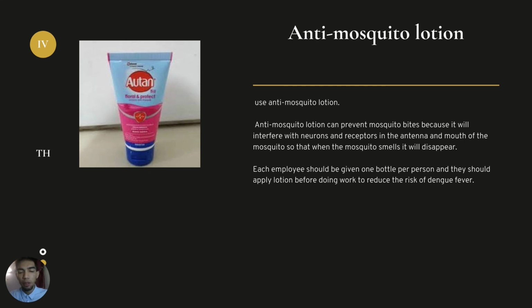Therefore, one of the ways to avoid a mosquito bite while working is to use anti-mosquito lotion. Anti-mosquito lotion can prevent mosquito bites because it will interfere with neurons and receptors in the antenna and mouth of the mosquito, so that when the mosquito smells it, it will disappear. They should apply lotion before doing work to reduce the risk of dengue fever.